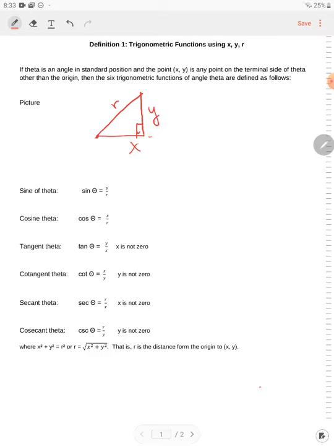Okay, notice your definitions. Sine of theta is y over r. Cosine of theta is x over r. Tangent of theta is y over x. And if you notice, I've written that the denominator can't be 0. So tangent and cotangent are reciprocal functions. Cotangent of theta equals x over y. Secant of theta equals r over x. And cosecant of theta is equal to r over y, where r is equal to the square root of x squared plus y squared, which is the distance formula.